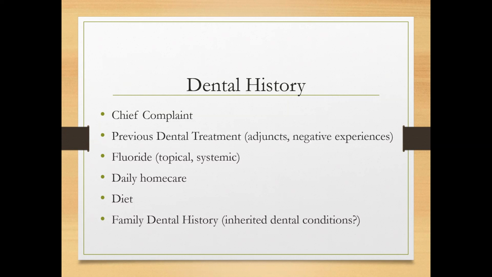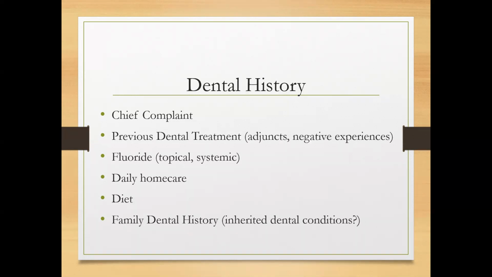And then part of dental history will include fluoride, so topical or systemic. You're going to gather their daily home care. What are they doing at home? Brushing, flossing, so forth. Their diet's going to be really important. And then the family dental history. Sometimes you can discover that there's some inherited dental conditions, and you probably learned about these in your pathology lecture for peds. So something that you should definitely consider.